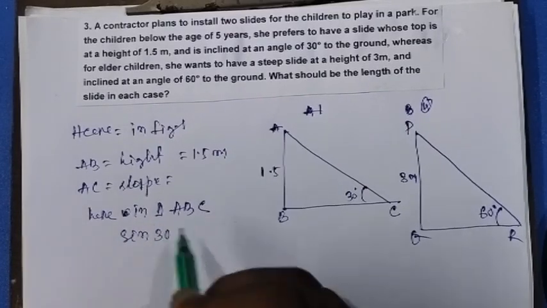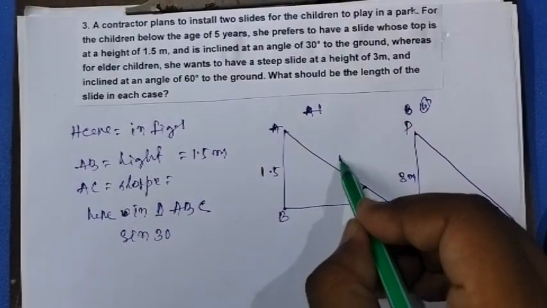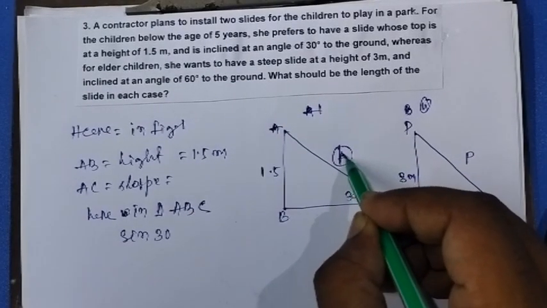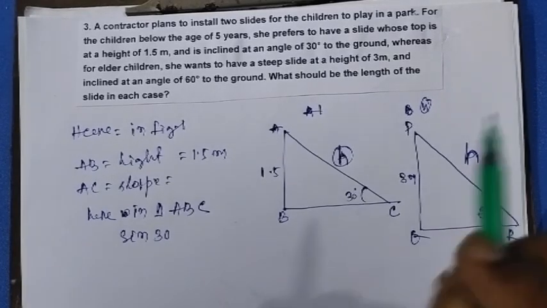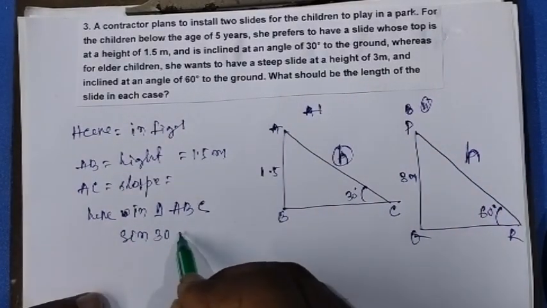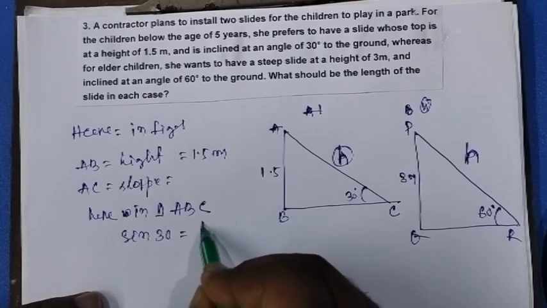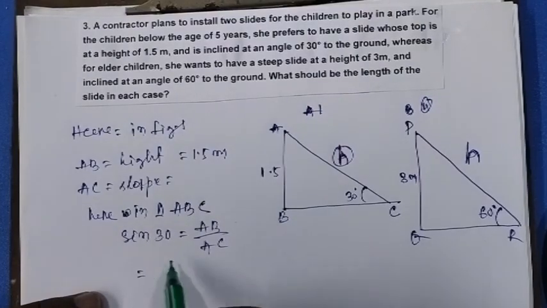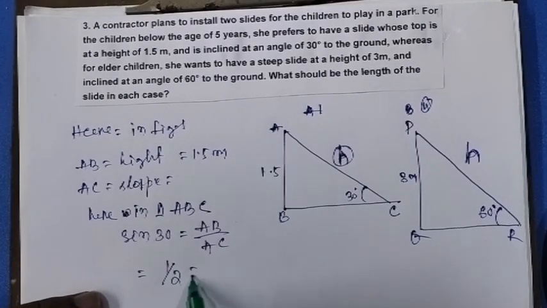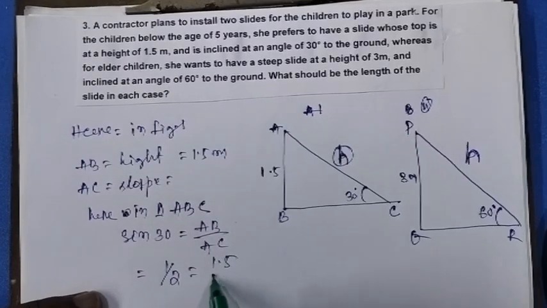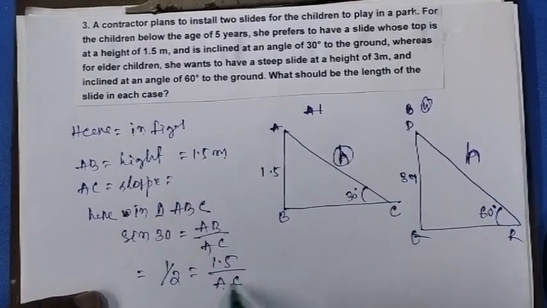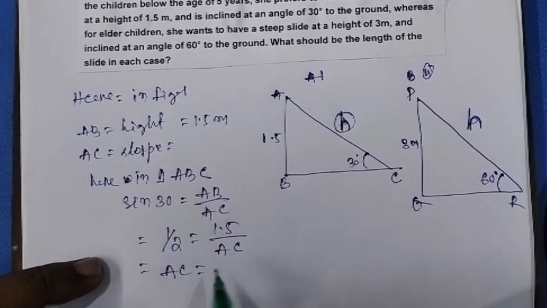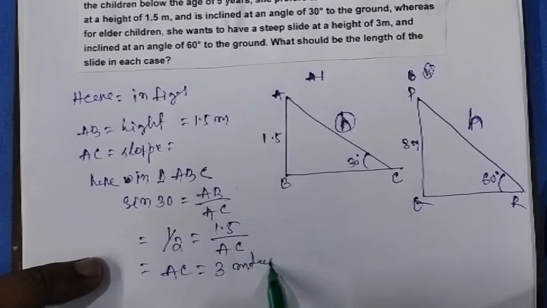Sine 30. Here we have to find sine 30 because we have to find the P, the perpendicular, and here also the H, the hypotenuse. Here we have to find the hypotenuse H. So sine 30 is equal to AB by AC, or half is equal to 1.5 by AC, or AC is equal to 3 meter.